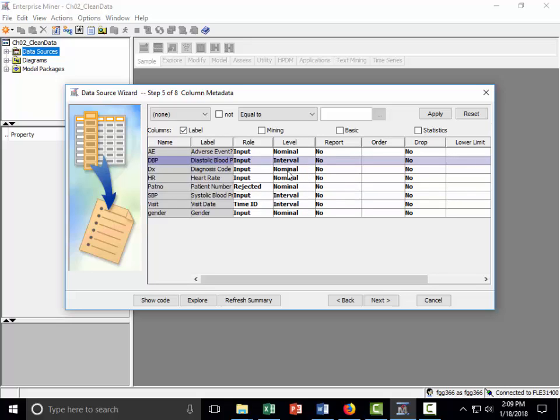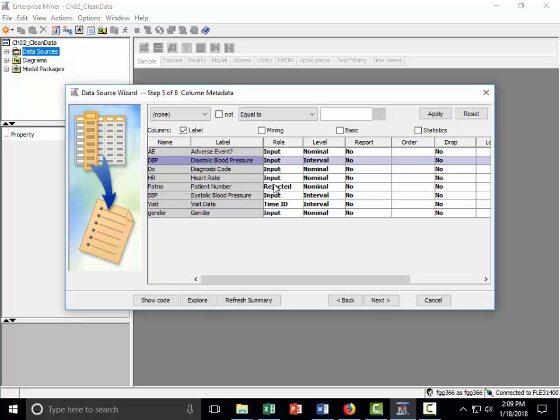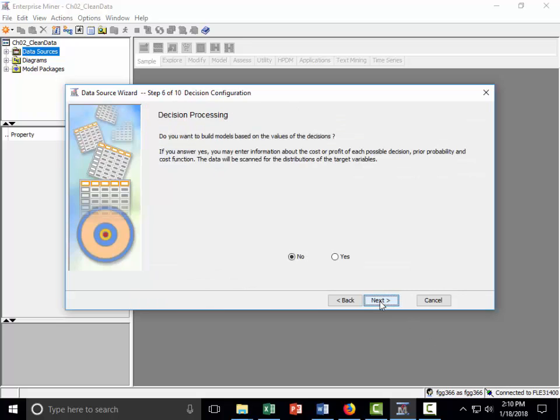Okay. DX is diagnosis code. So that's okay. Heart rate is interval. Patient number. These are okay. The visit date is time ID, so that's good. Now gender is okay. So now the adverse event, that's what we want to predict. So that is our target. Okay. So that's good. Then we move to the rest of them.